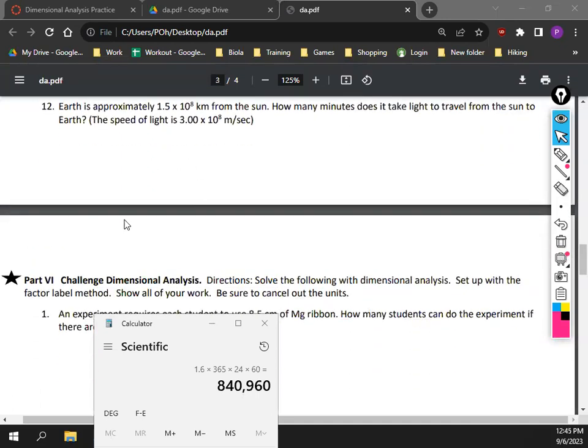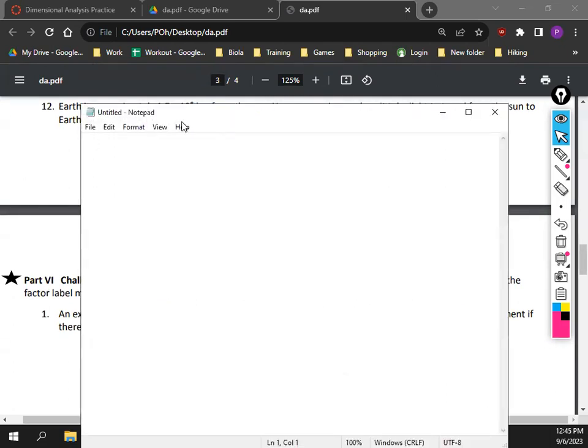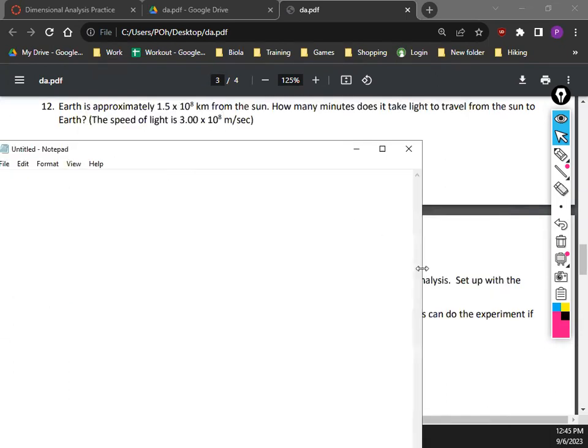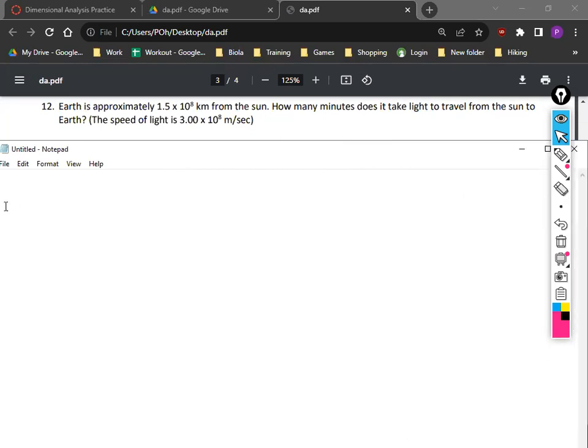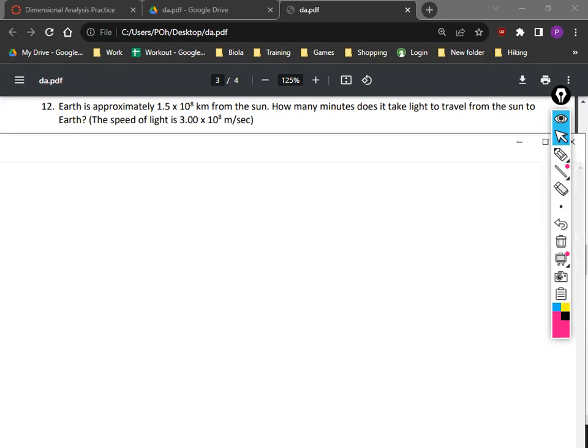And again, if it's hard to see, please pull it up on your Chromebook. That way you can zoom in and whatnot. I'm going to give you about 3 minutes to see if you can try number 12 on your own. You can work with the person next to you, and then I'll go over the answer with you in about 3 minutes.